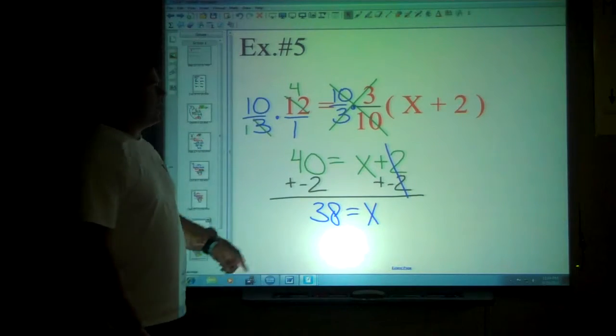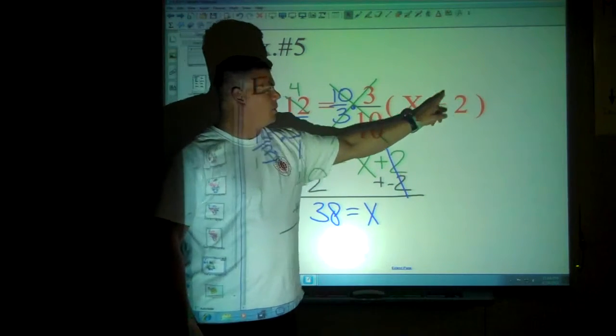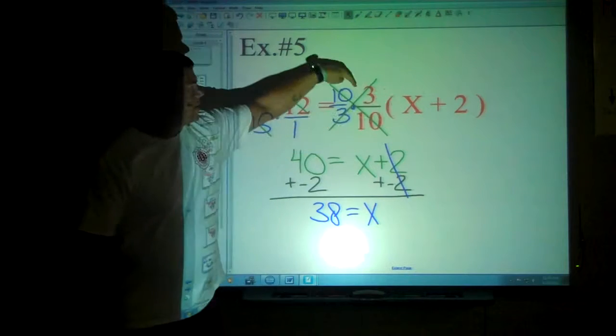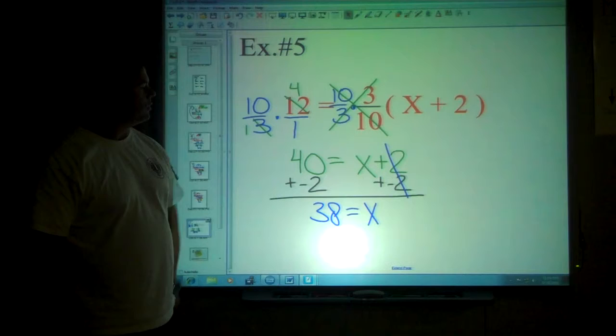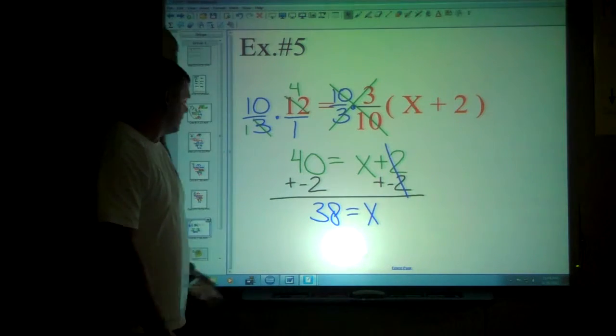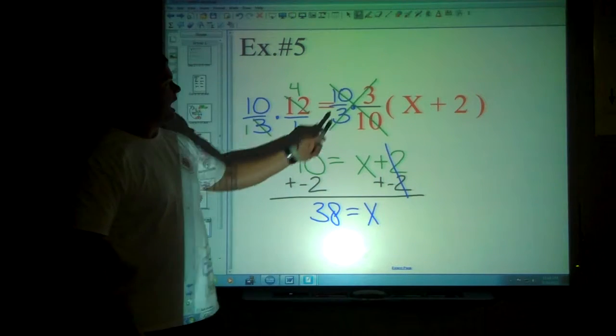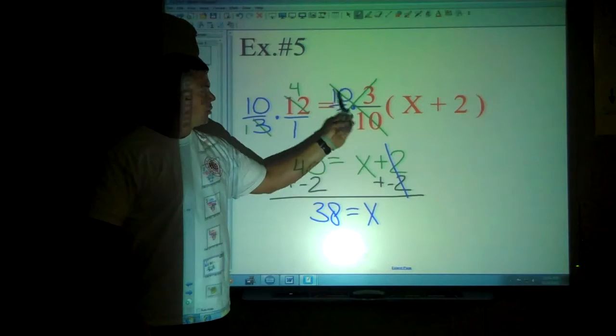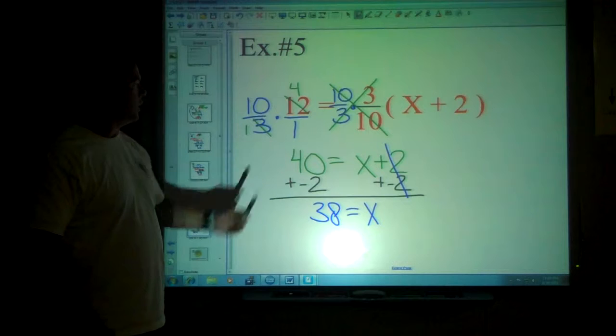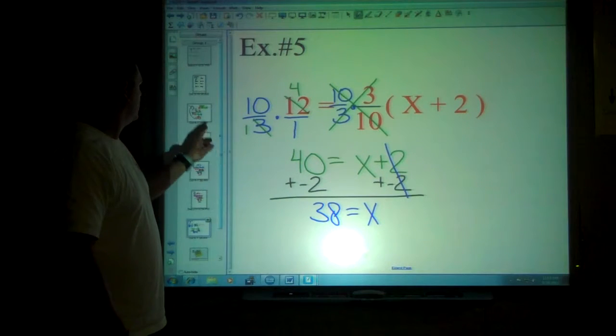You want to test it out? You can. If you put 38 in here, 38 plus 2 is 40. 40 times 3 would be 120. Divided by 10 is 12. So it works in the original problem. Multiplying a fraction by its reciprocal will always cancel it out. Just make sure whatever you do to one side, you also do to the other, to be fair. All right?